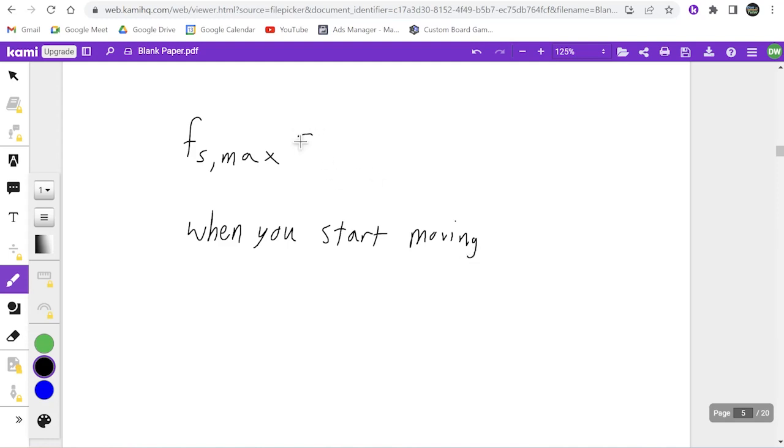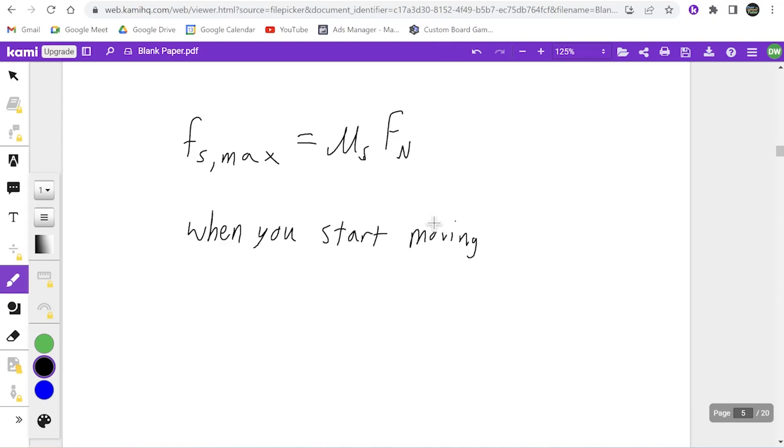And the equation is Fs max equals mu s times the normal force. That's the only time you can set it equal to; otherwise, you cannot use this equation. Now, the good news is 99% of the time, if you see a physics problem talking about static friction, they're talking about the point where you start moving.